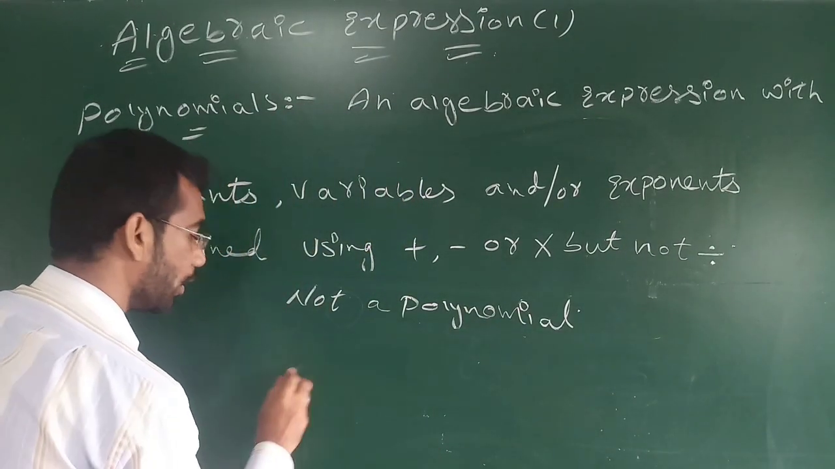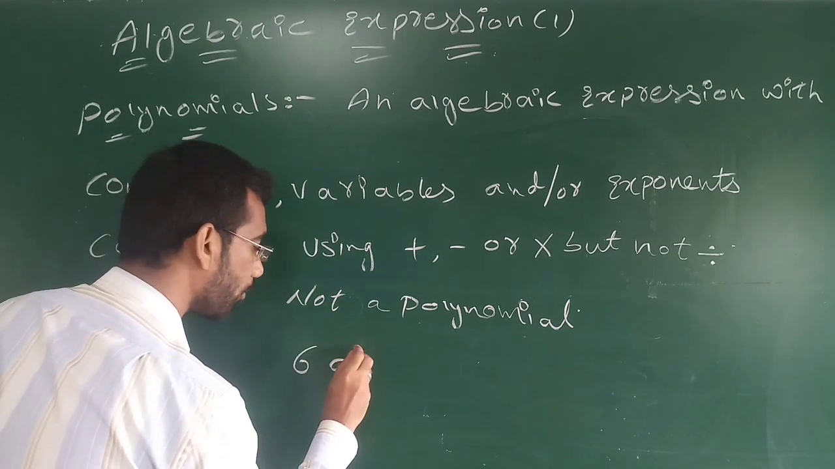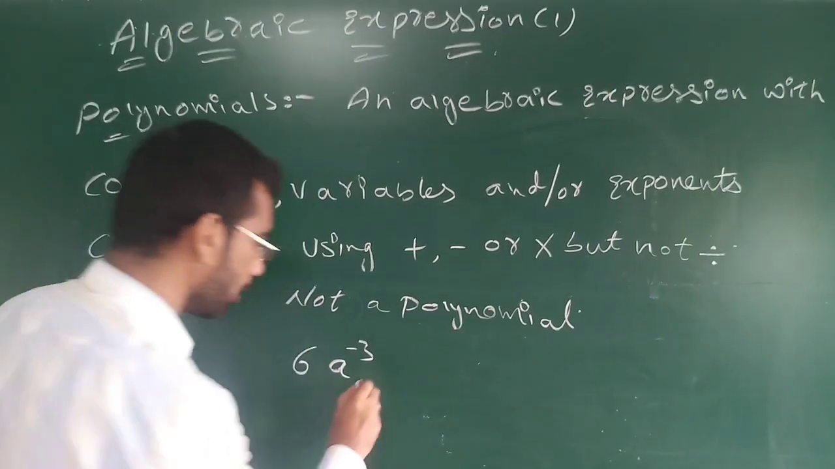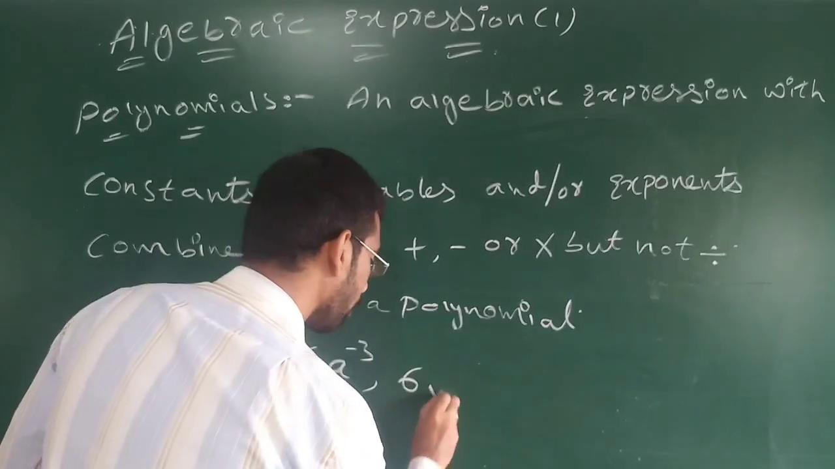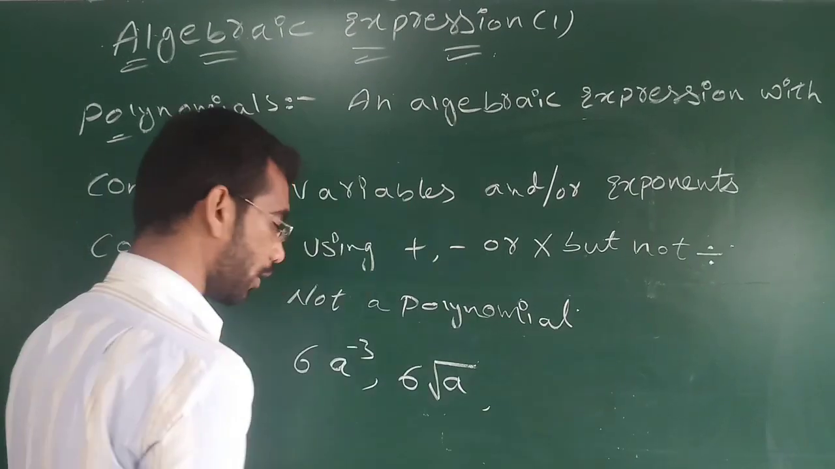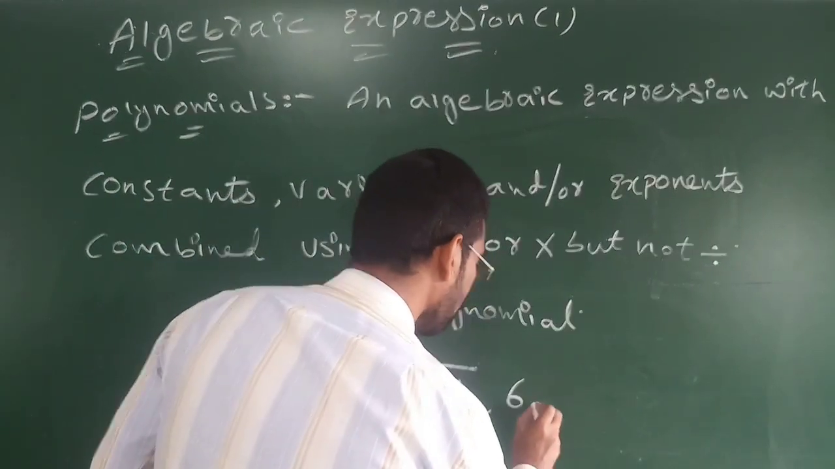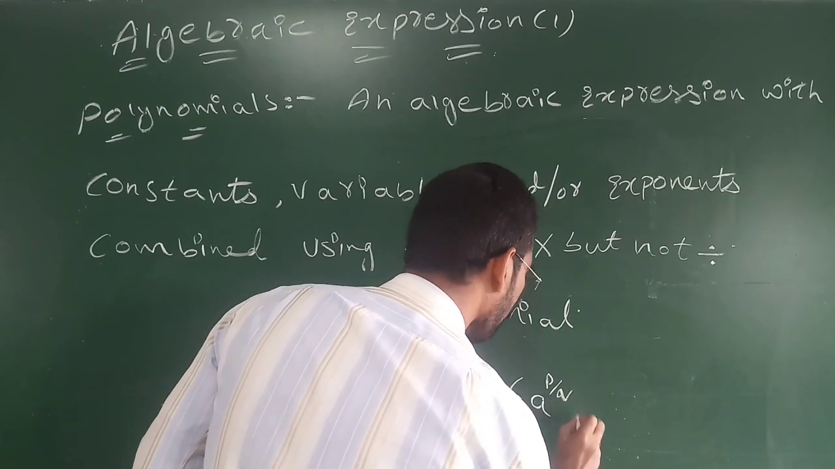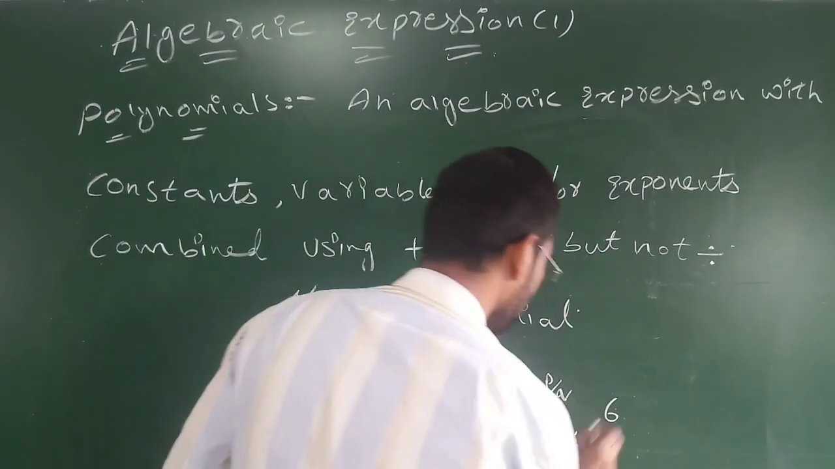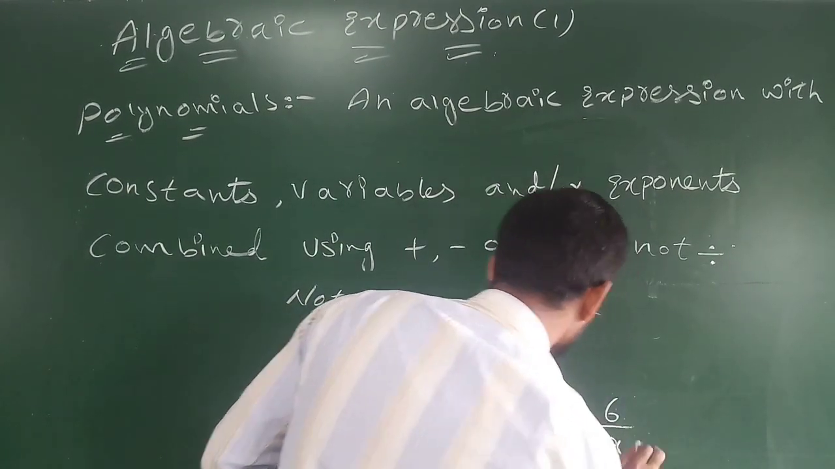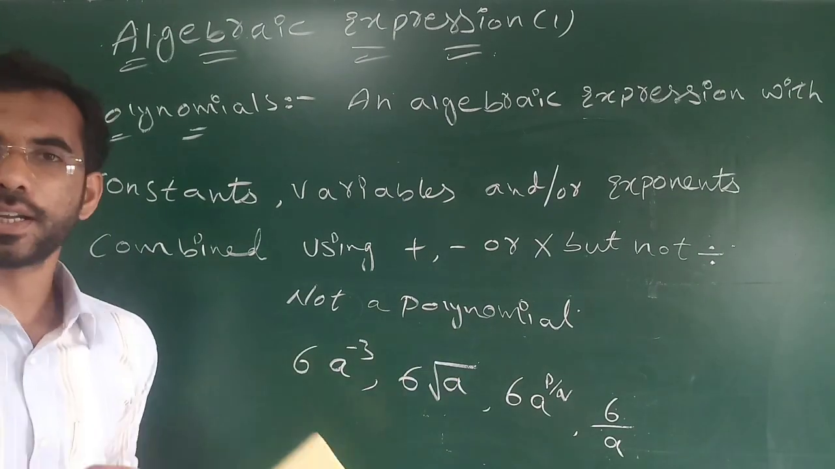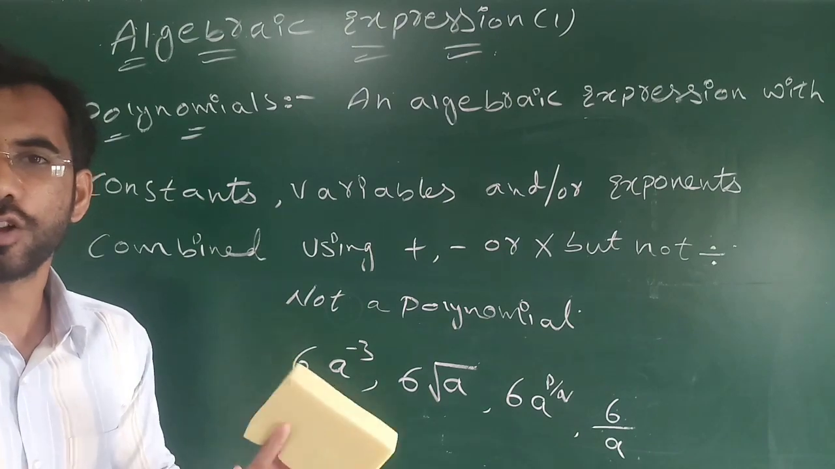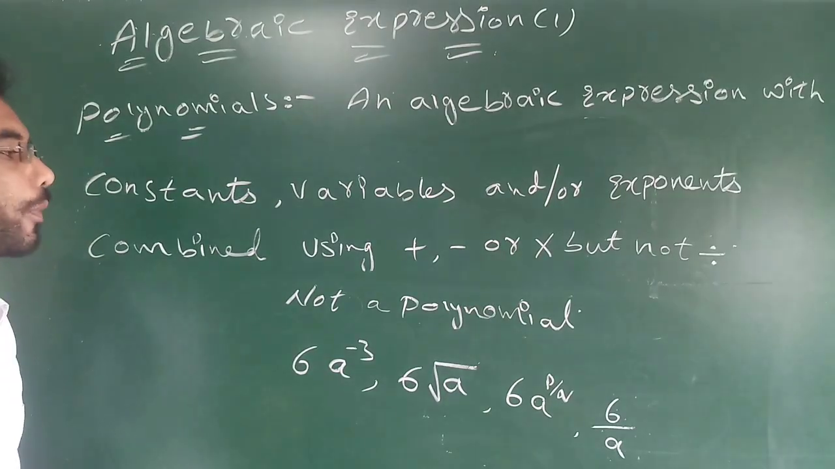Example: 6a power of minus 3. Okay. Next, 6 root over a, or 6a power of p by q, or 6 by a. If you find these cases, then the given expression will not become a polynomial. Why will it not become a polynomial? We will see.